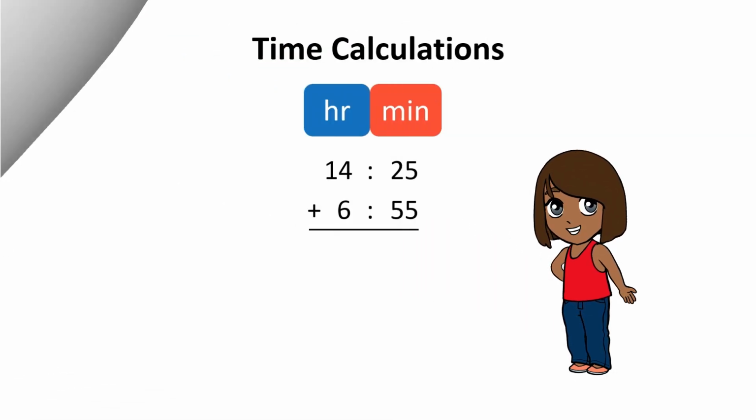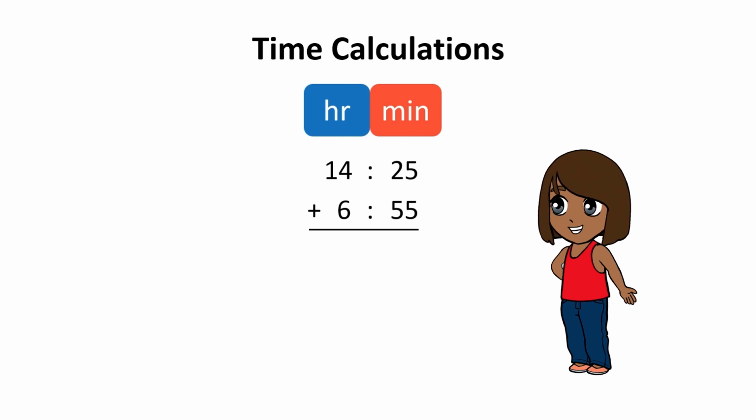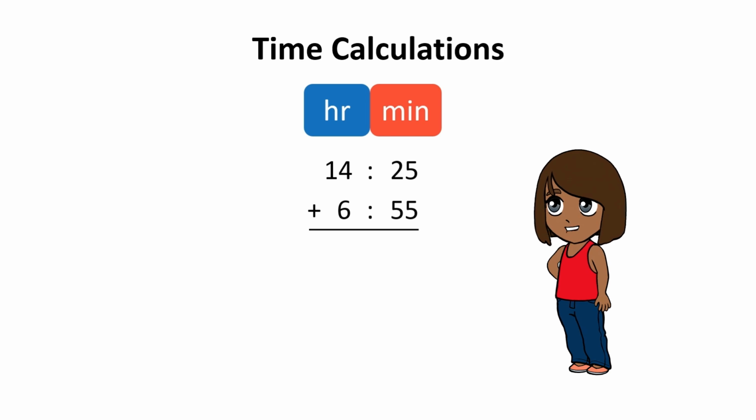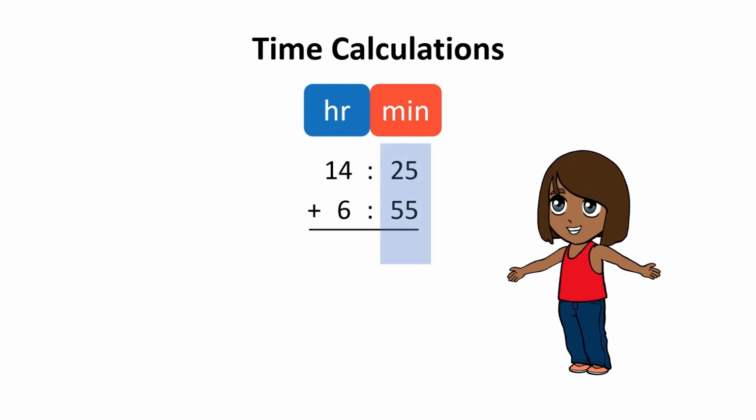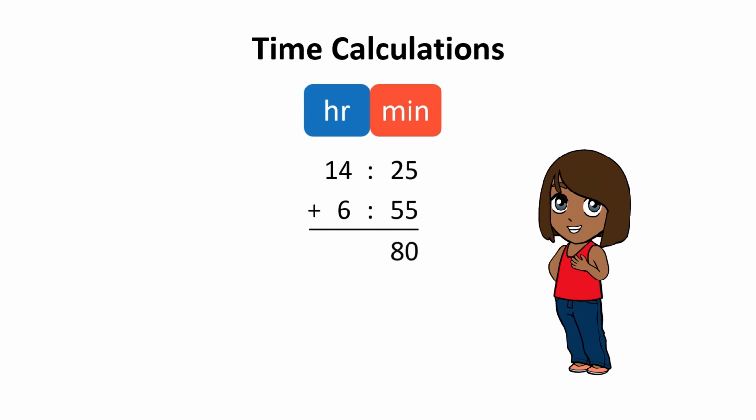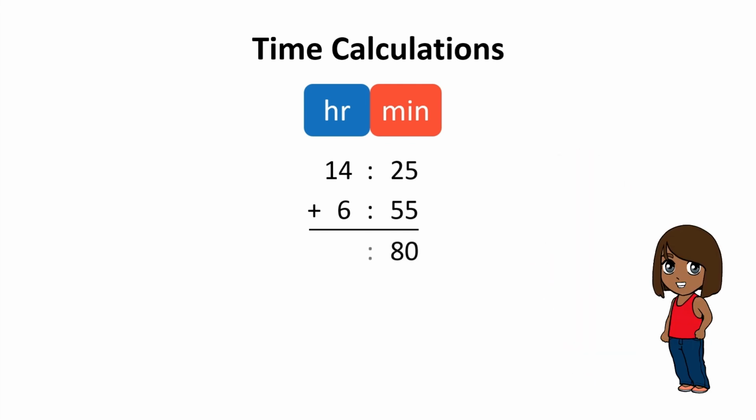Let us take another addition question. 14 hours 25 minutes plus 6 hours 55 minutes. We follow the same process. First, add minutes. 25 minutes and 55 minutes makes 80 minutes. Add hours. 14 and 6 makes 20 hours.